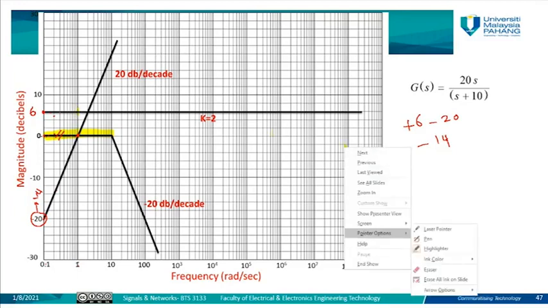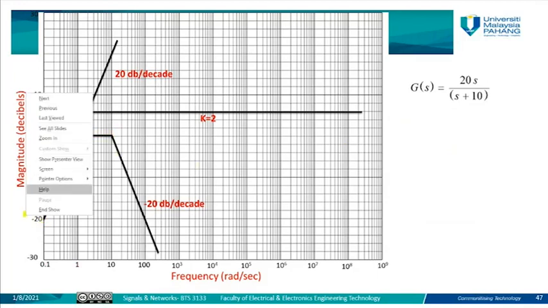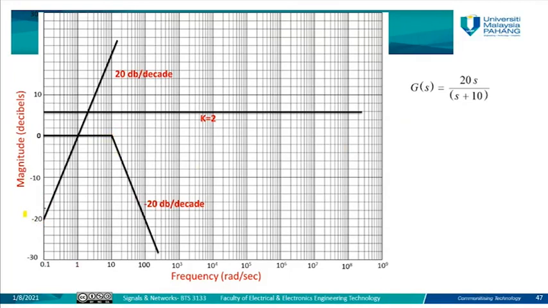So this point here, this negative 20 will be shifted to negative 14. So it will start from this point. For example, this is 20, this is 10, 12, 14. It will be shifted to this point. Start at this point and it goes with the same slope of 20 dB per decade.